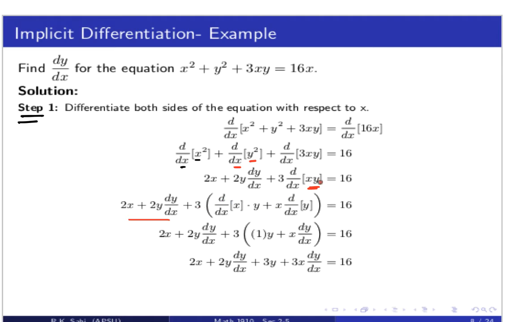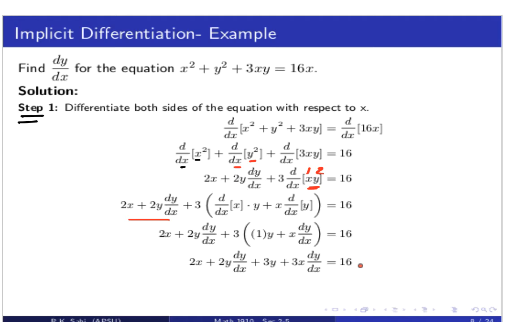So it's 3 times d dx, where x is the first term, y is the second term. So d dx of x times y plus x, which is the first term, times the differential of y. Now what do you get? 2x plus 2y dy by dx plus 3 times d dx of x, which is 1 times y, plus x times dy by dx, and equals 16. So we distribute the 3 inside. What do we get now? 2x plus 2y dy by dx plus 3y plus 3x dy by dx equals 16. So now we have basically solved till the very end of the first step.